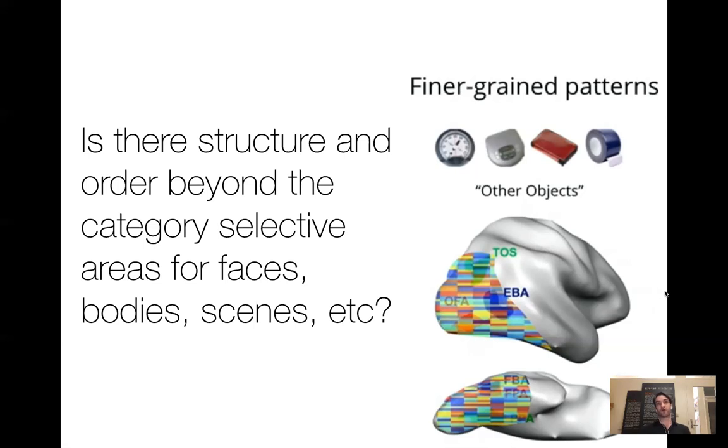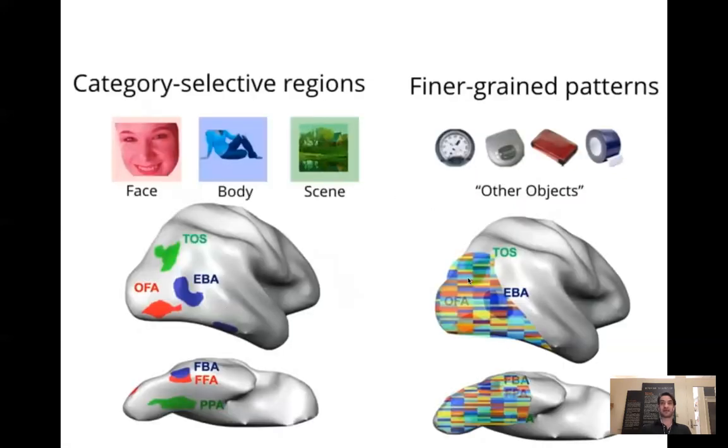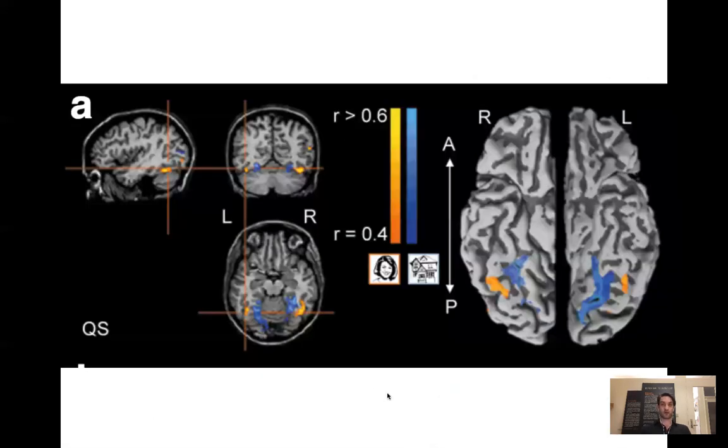Now, a question that people have recently gotten very into is, well, is there structure and order beyond these category selective regions for faces, bodies, scenes, and so forth? Is it really just like chaos, there's no order, there's no rhyme or reason? And for a while, people thought the answer to that question was yes. If you were taking this class 10 years ago, what we would have said was, yeah, you've got category selective regions for things like faces and bodies and scenes. And then out here, it's just madness. It's just a multicolored dreamscape of nonsense and no order and structure. But in the last several years, people have learned that this is in fact not correct. And there is some structure and order beyond these category selective regions. And so let me now walk you through it.